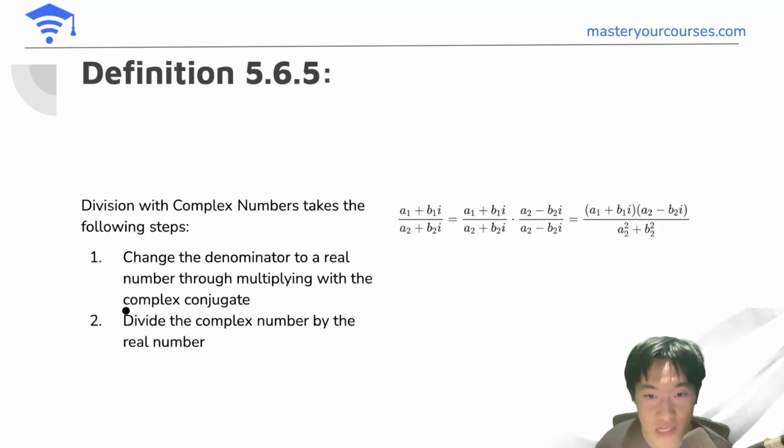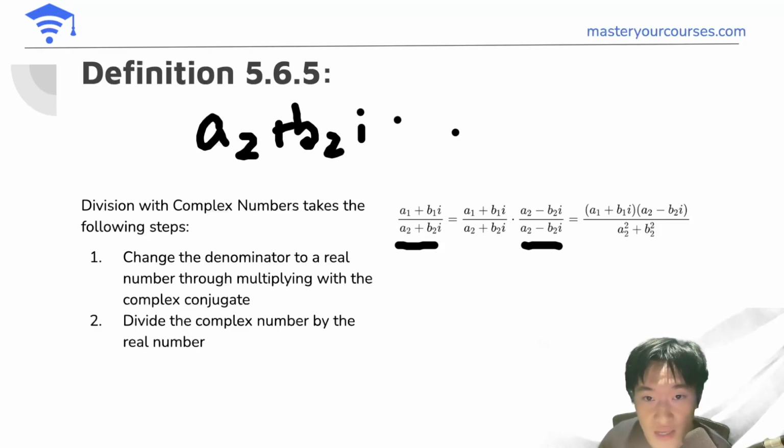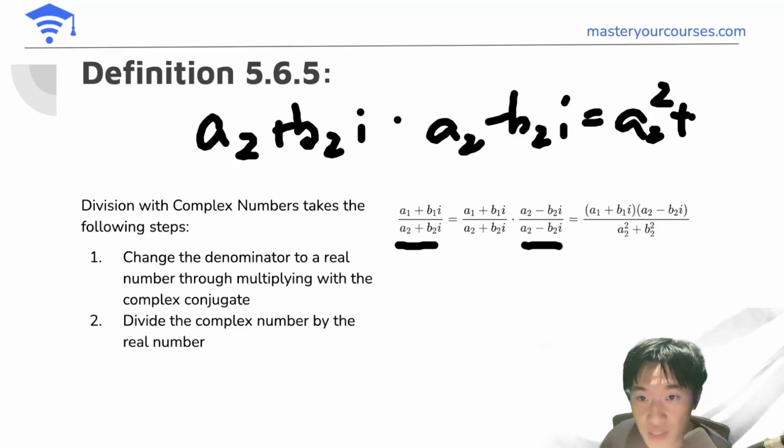Now, division of complex numbers takes the following steps. You change the denominator to a real number by multiplying with the complex conjugate, and then divide the complex number by the real number. Now, what does that actually mean? When we say the conjugate, we just mean this. Look at a2 plus b2i. The conjugate of this is simply a2 minus b2i. Because if you multiply these two things together, a2 plus b2i times a2 minus b2i, you end up with a2 squared plus b2 squared.